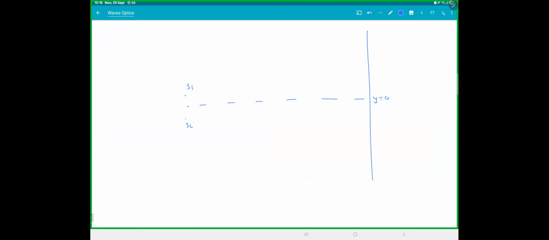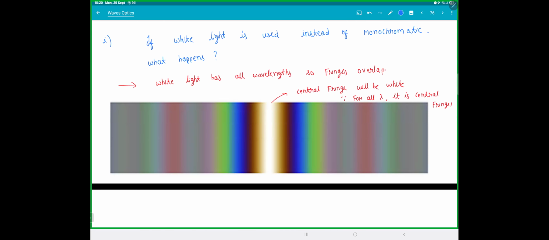So normally when people do the experiment, you know what they do? First they take this YDSE experiment, they shine white light. Then you get a white spot. That is your central maxima. So now you mark that point as y equal to 0. Then you use monochromatic light and do the experiment. So this is an important theoretical question. How do you locate the central maxima? Use white light. This is useful to locate the position of central maxima.